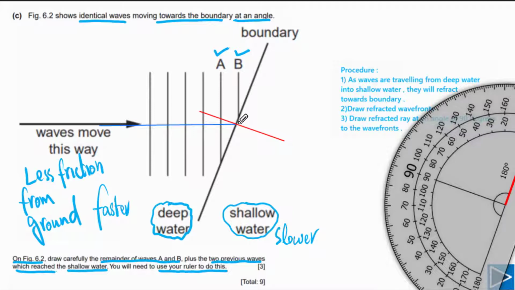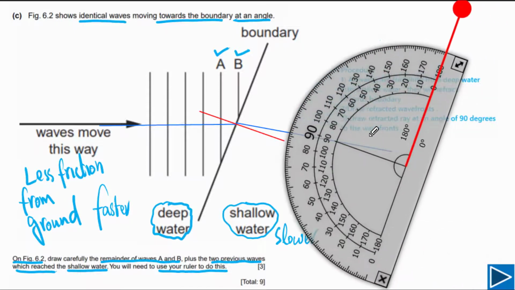If there is no change in medium, this ray will just go in a straight line, waves go in a straight line. But as there is a change in medium, it will bend towards normal because shallow water is optically denser medium, so it will bend like this. This is our refracted ray. Now we need to draw wavefronts. We will change color and we will draw the wavefronts.